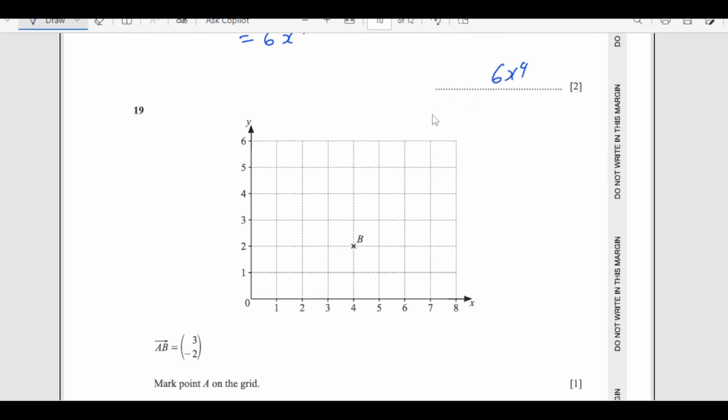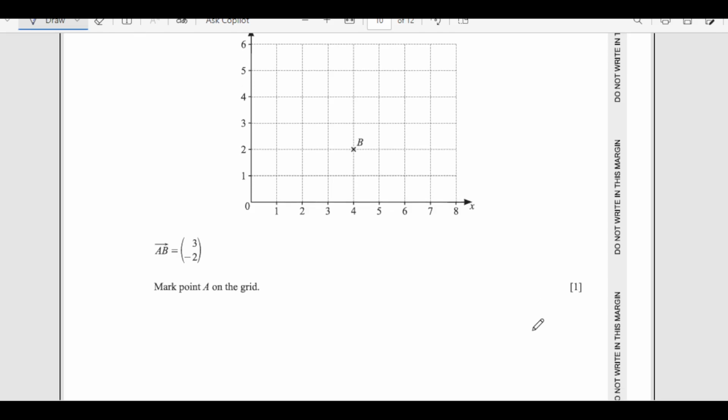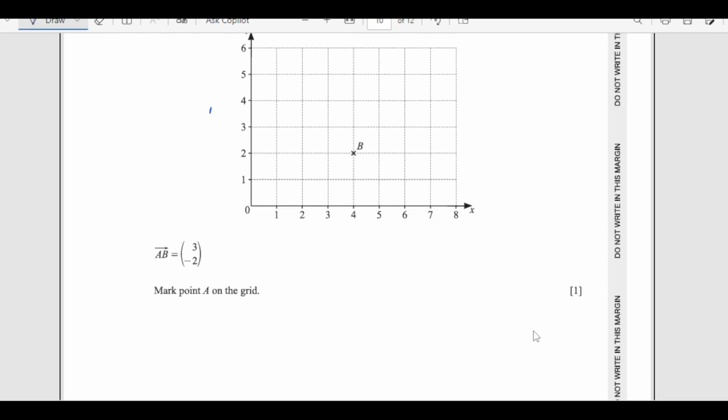Now number 19. We have this diagram here, and vector AB is (3, -2). Mark point A on the grid. So that means we are going back. AB is going from A to B, so to find A from B, we have to go back.